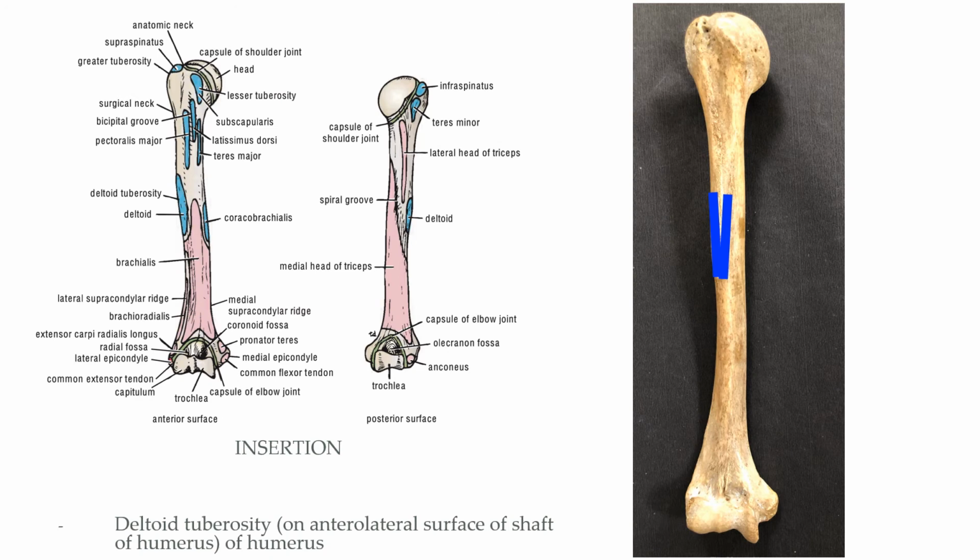The anterior, middle and posterior fibers converge together and insert over the anterolateral surface of the shaft of the humerus. This blue zone represents the site of insertion of deltoid, and the site of insertion is referred to as deltoid tuberosity, which you can see in the illustration on the right side. This V-shaped elevation which is present in the middle 1/3 of the anterolateral surface of the shaft of the humerus is called the deltoid tuberosity.